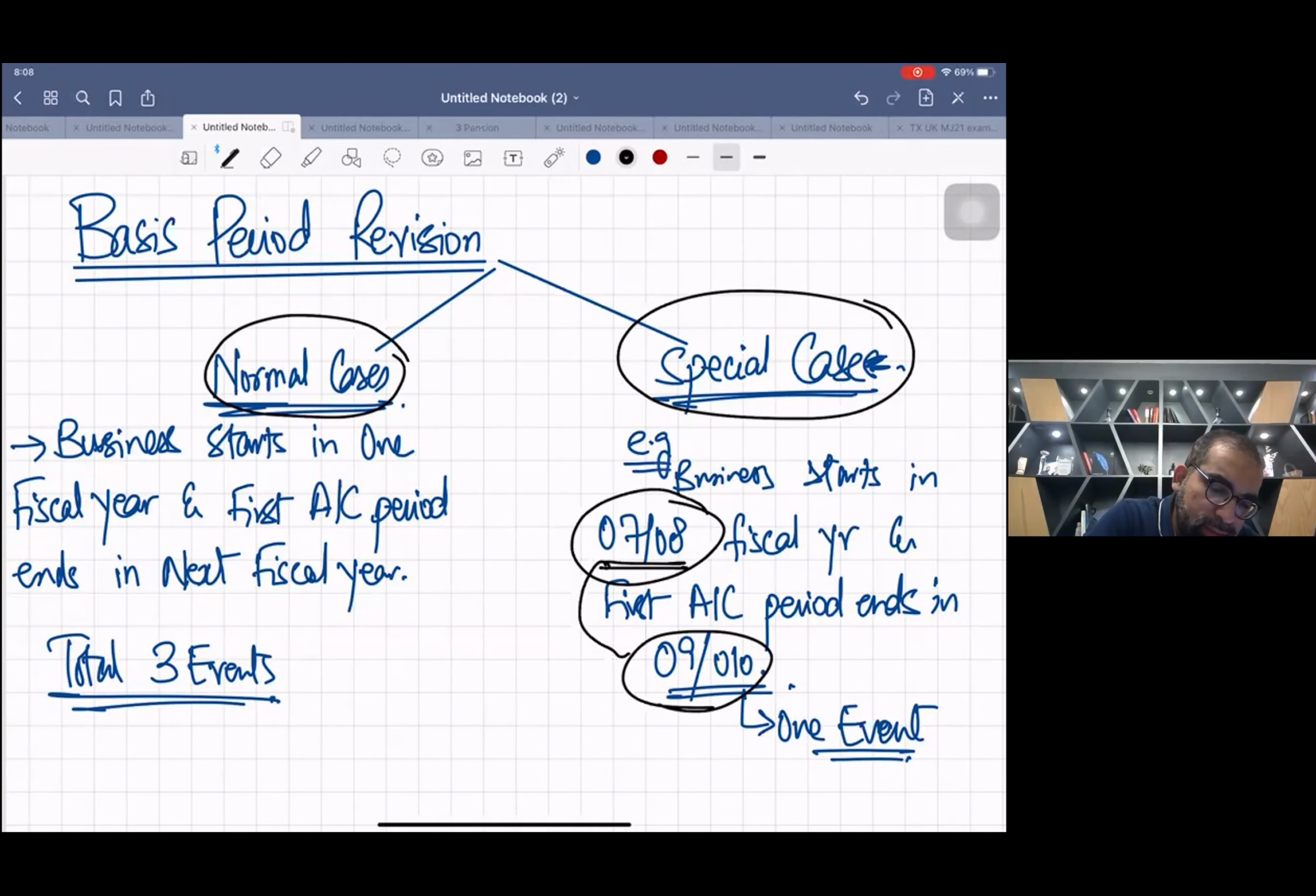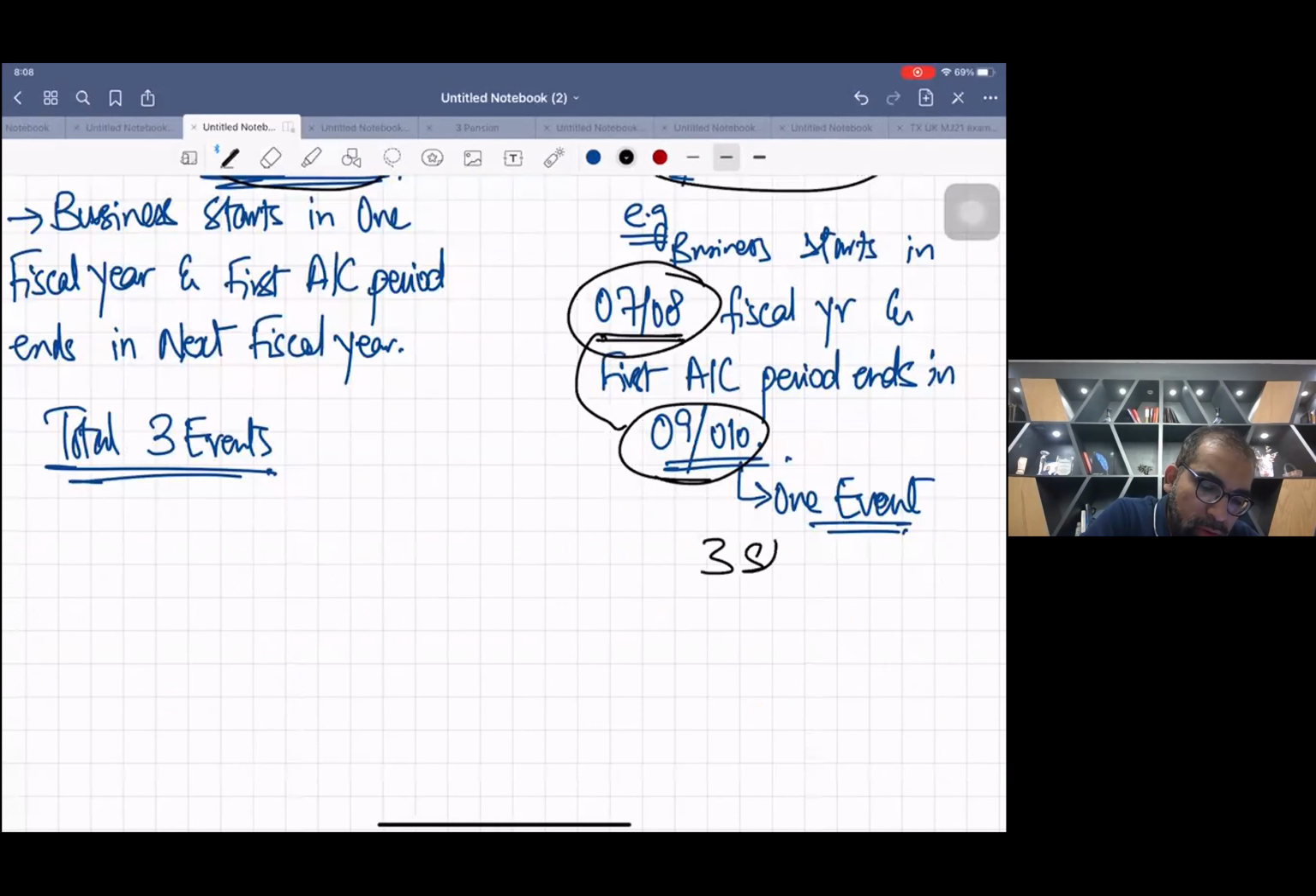For this special case there are only three steps. The first step is what I call the universal rule. From the starting date of the business, you go to the nearest 31st March. The second step is the midway fiscal year: you copy paste the full fiscal year in between these two.